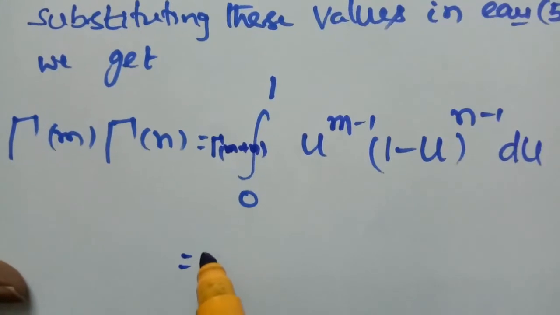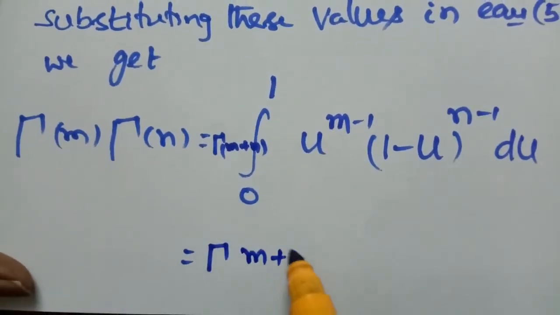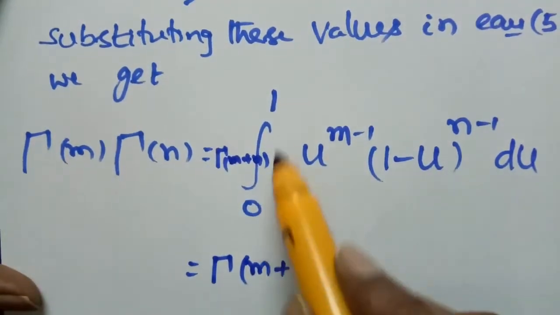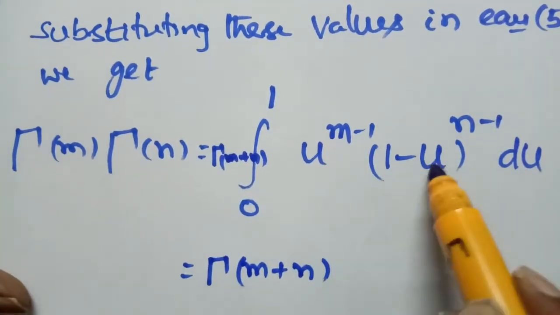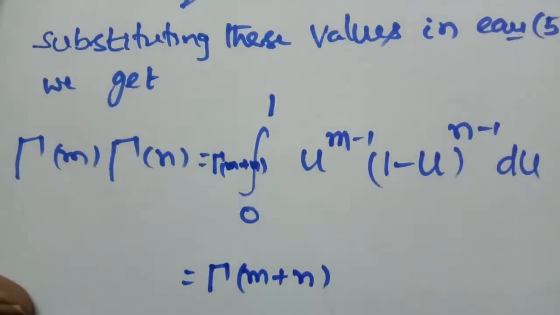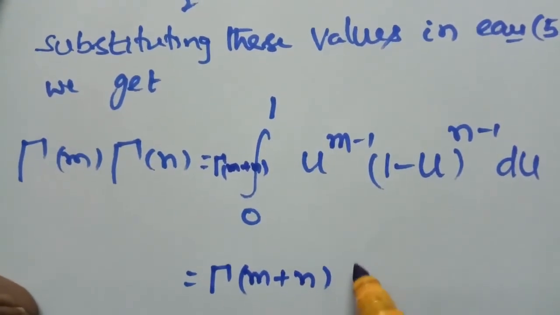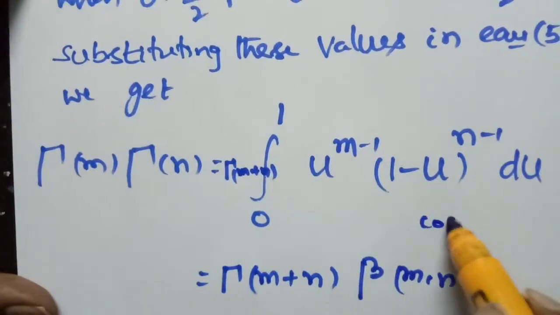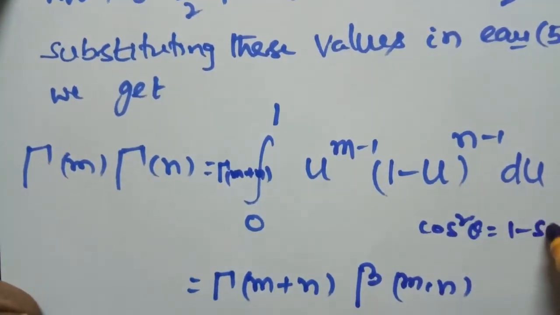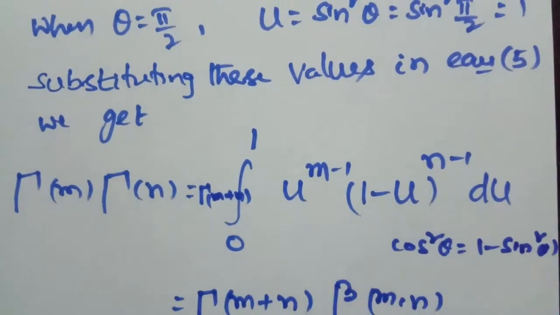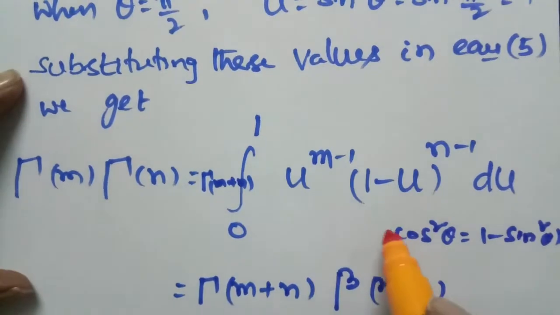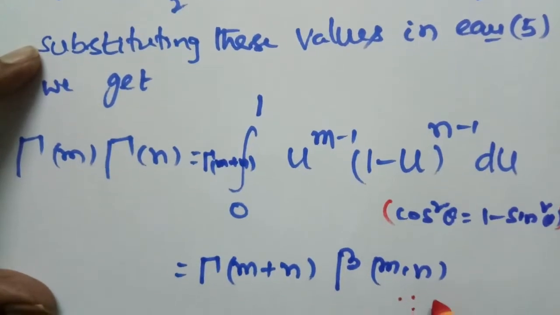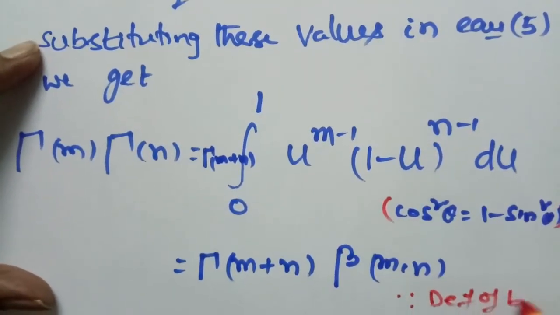gamma m plus n into, by the definition of beta function, integral 0 to 1 x to the power of m minus 1, (1 minus x) whole to the power of n minus 1 dx is equal to beta m comma n. Therefore this is by the definition of beta m comma n, and also here we used the fact that cos square theta is equal to 1 minus sin square theta, and here we used the definition of beta function.